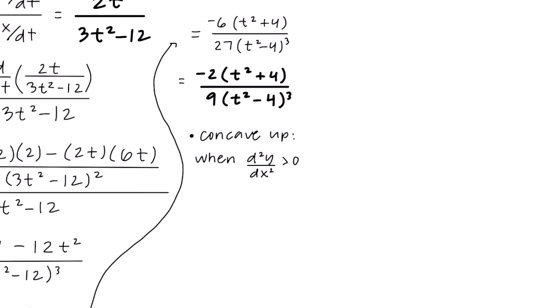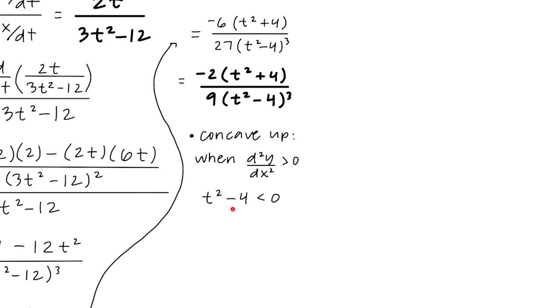So I want to look at the numerator first. In the numerator, we have t squared plus 4. No matter what value you plug in for t, this is always going to be positive, and then a positive times a negative is going to be a negative. So the numerator will always be negative. That means in order for this fraction to be positive, this expression right here would need to be negative because a negative divided by a negative would make a positive. So again, in order for this fraction to be positive, that means this expression right here needs to be negative.